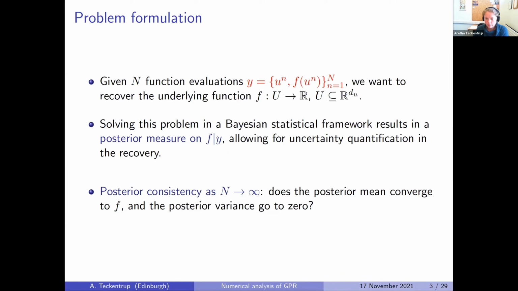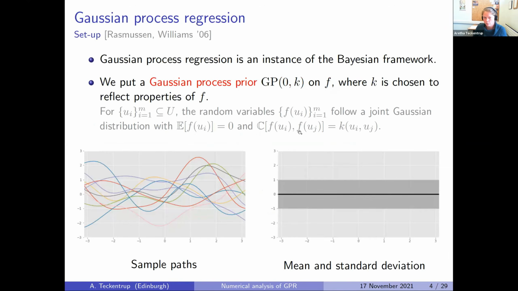Right. So how does that work? In this Bayesian statistical framework, as I said, what we're going to do is Gaussian process regression. This is a method that is very well known in machine learning and statistics. There's a seminal book by Rasmussen and Williams about Gaussian processes in machine learning. It is just a particular instance of the Bayesian framework, because it corresponds to one particular choice of the prior distribution, right?